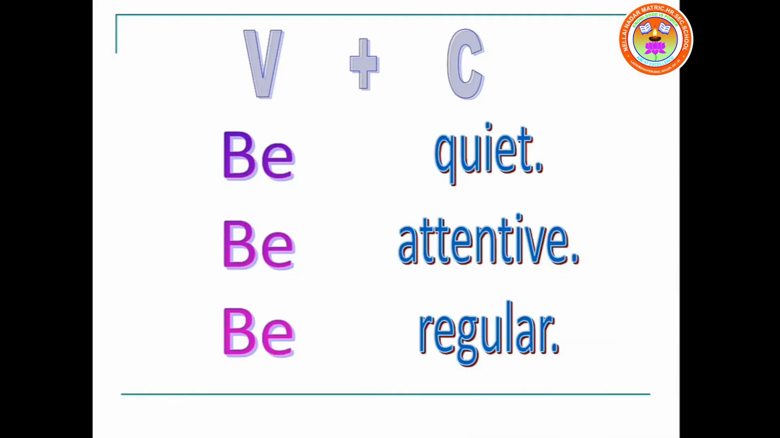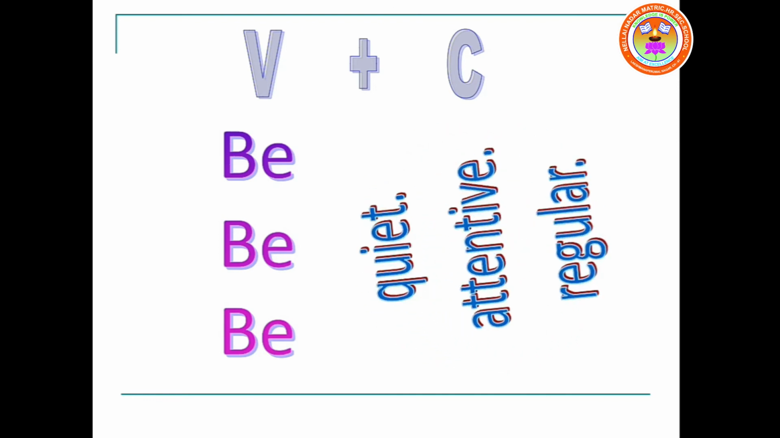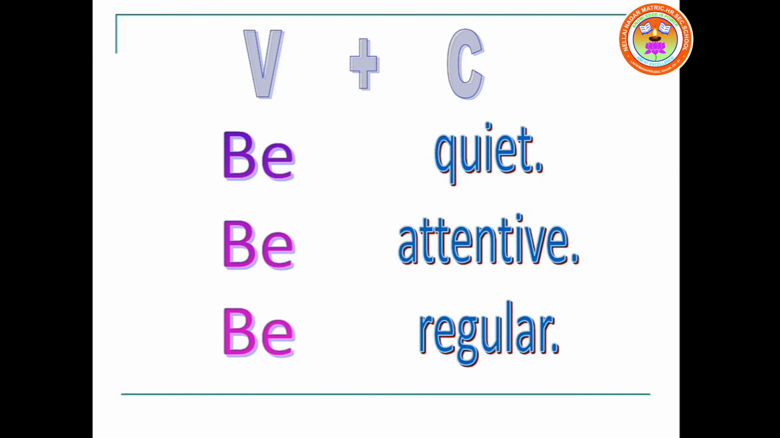Next pattern, verb plus complement, VC. Examples: Be quiet, be attentive, be regular. In these sentences, be is the linking verb. So, the next words are the complement. Quiet, attentive, regular are complements.